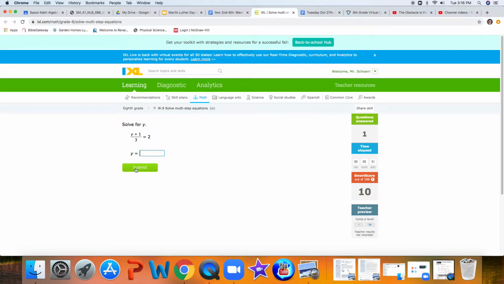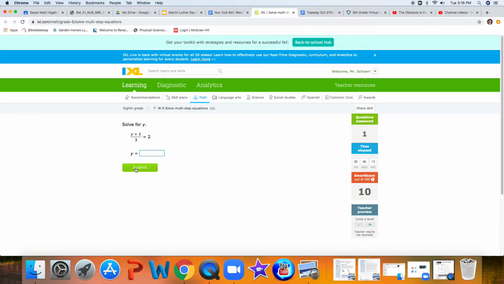Here you have y plus 1 in your numerator divided by 3 equals 2. Well, from our example problem, it told us to get rid of that division from the get-go. So if it says divide by 3, I take the entire section and I multiply by 3. That would cancel that out. But if I multiply by 3 on the left-hand side, I have to multiply by 3 on the right-hand side. So 2 times 3 in that case would give me 6.